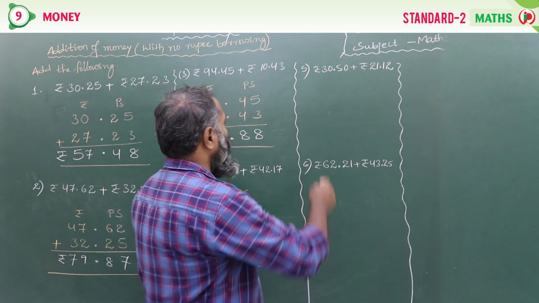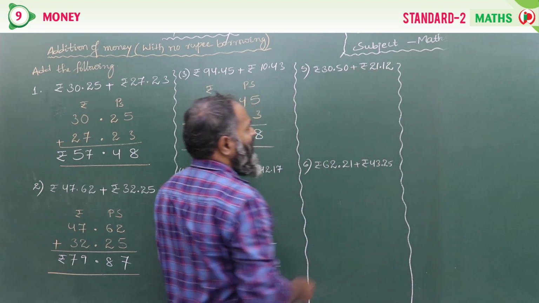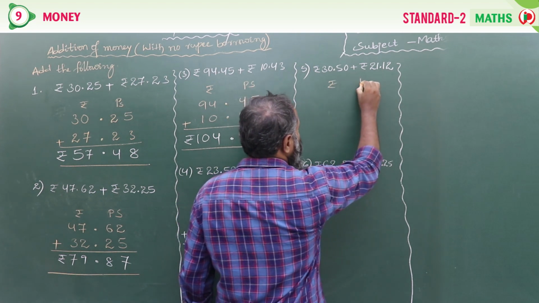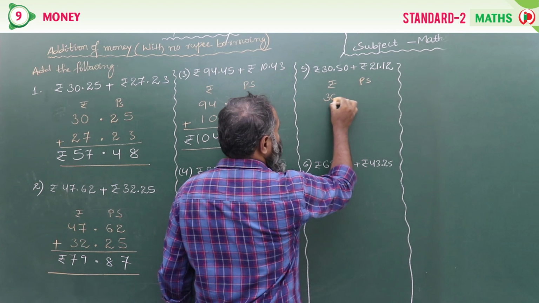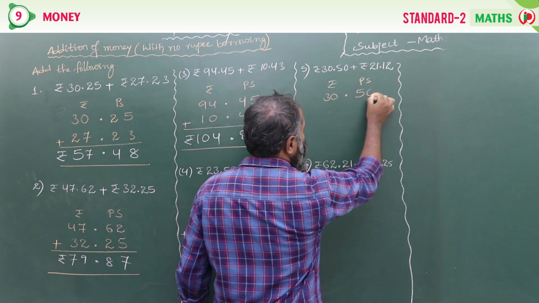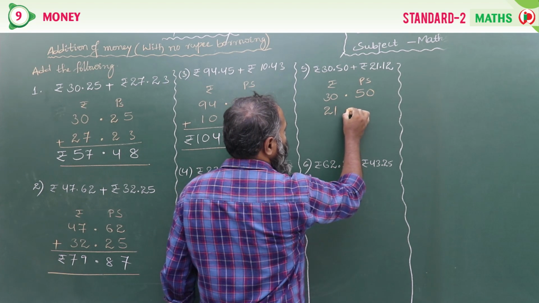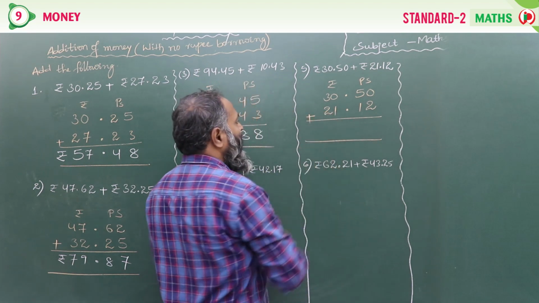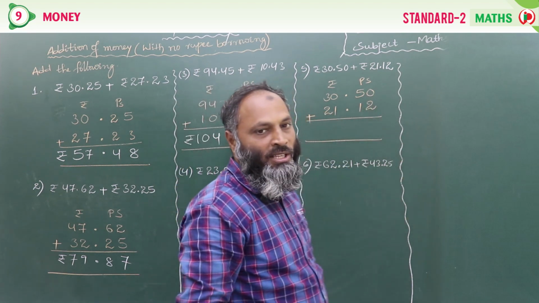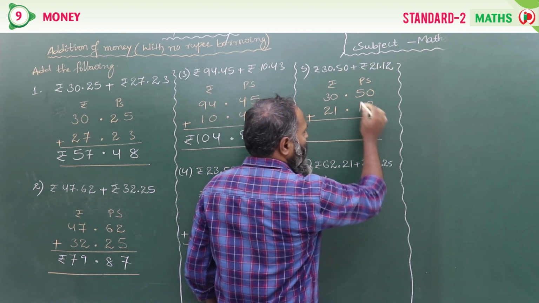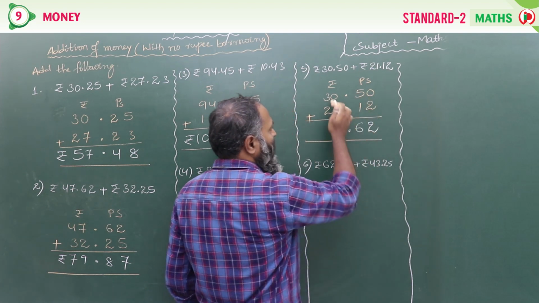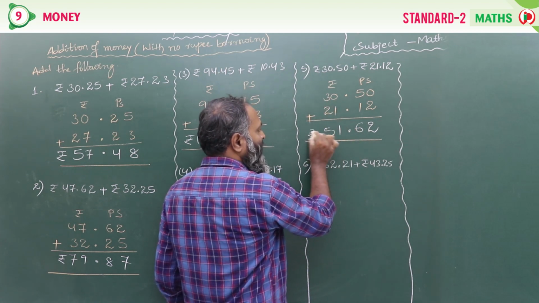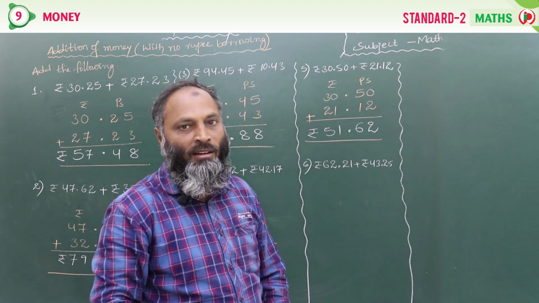The next one. 30 rupees 50 paisa plus 21 rupees 12 paisa. So rupees and paisa first. 30 rupees, after that decimal, 50 paisa, then 21 rupees 12 paisa. Now addition. Extreme right digit, that is 0 and 2. 0 plus 2 is 2. 5 plus 1, 6. Then after that decimal, 0 plus 1, 1. 3 plus 2, 5. 51 rupees 62 paisa.